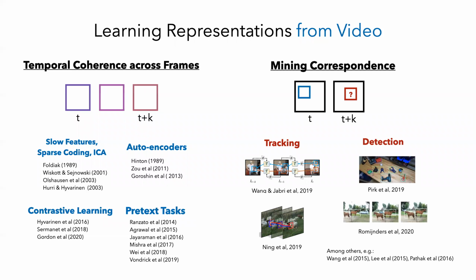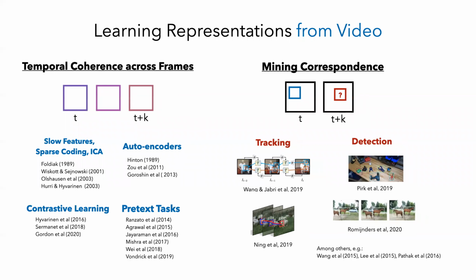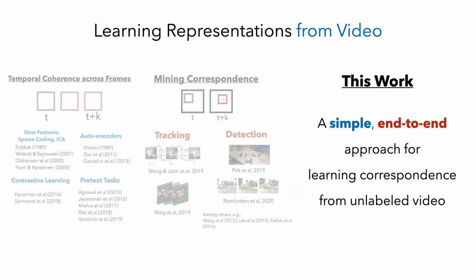More recent work has also sought to directly mine training data from video by using tools like trackers and detectors. These approaches, however, tend to involve complex architectures or require additional supervision in a way that might actually introduce additional bias or hinder their robustness and scalability to large unlabeled video data. So in this work, our main interest is developing a simple end-to-end approach for learning representations for correspondence from unlabeled video.